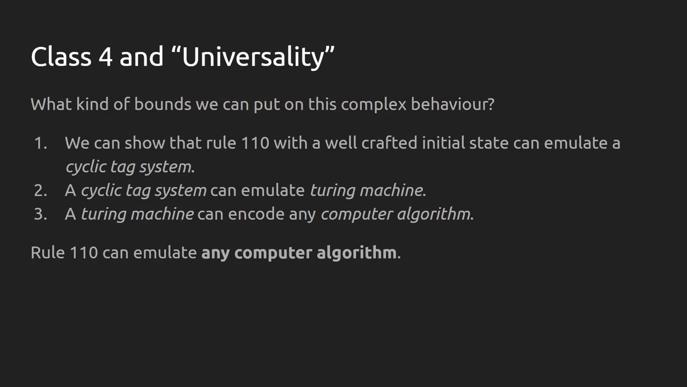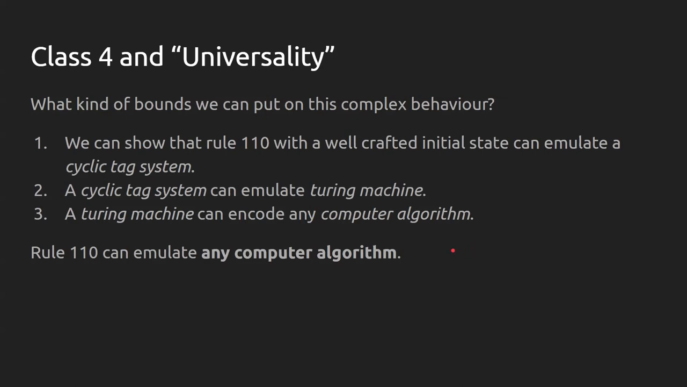It's been proven by a couple of different people in parallel that there is a mapping from any Turing machine to a specific initial state, such that when you run rule 110 on it, it would perform the computation and emulate that Turing machine completely, through some other kind of intermediate machine called the cyclic tag system. And it's known beforehand that you can encode any computer algorithm as a Turing machine.